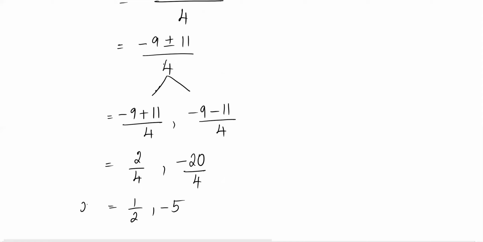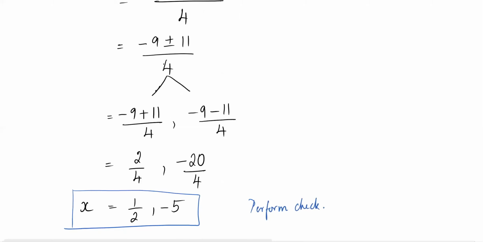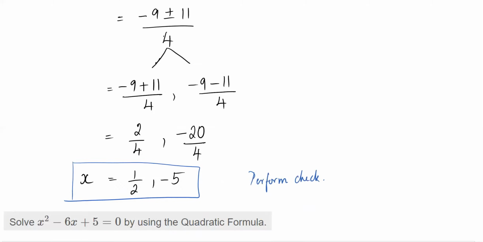And all along the variable was x. So x equals half and x equals negative 5. That is our answer. Of course, you need to perform the check by plugging in these two numbers in your original equation.